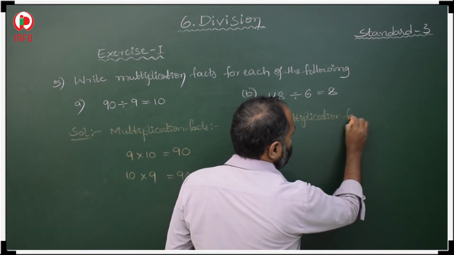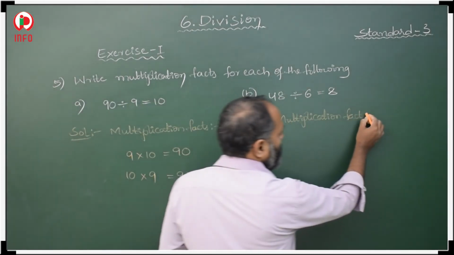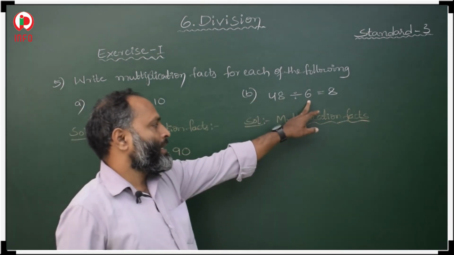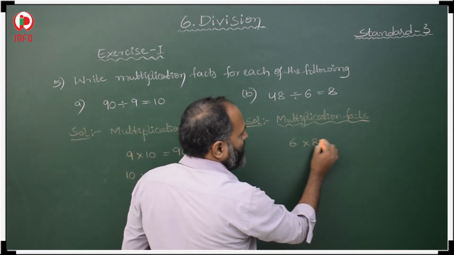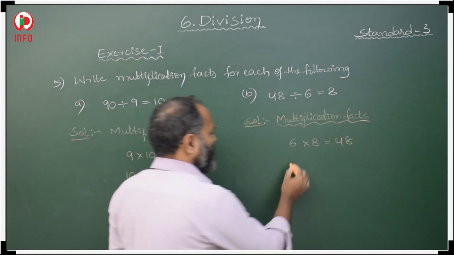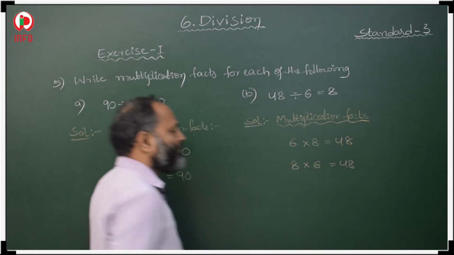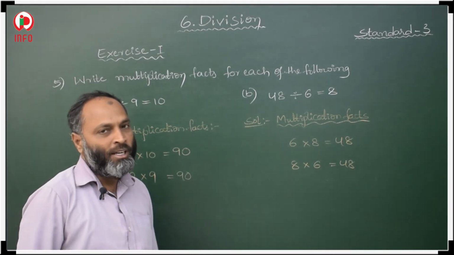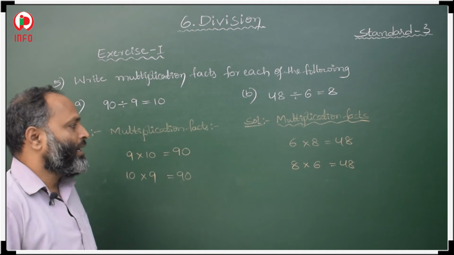Here we are going to write 2 facts. So this is the divisor into quotient. This is your quotient. Divisor into quotient is equal to dividend, that is 6 8s are 48, or otherwise quotient into divisor is equal to dividend. So when the remainder is 0, this is your multiplication fact. So in these 2 ways we can write our multiplication facts.